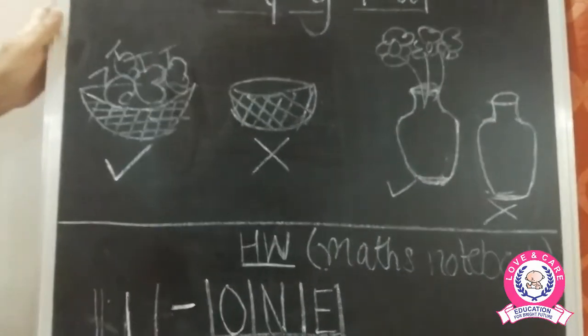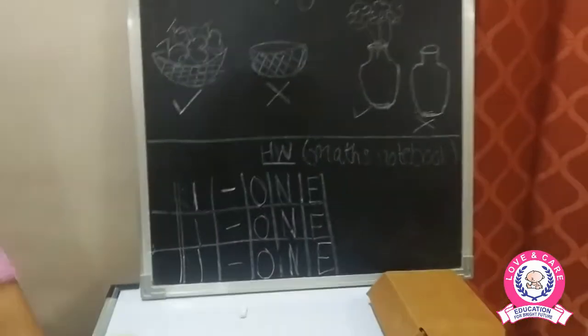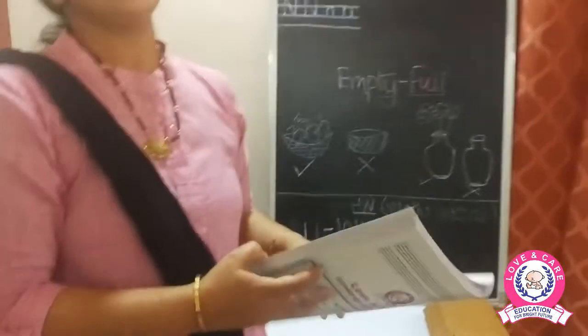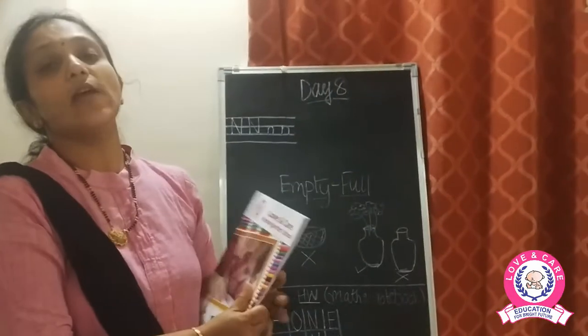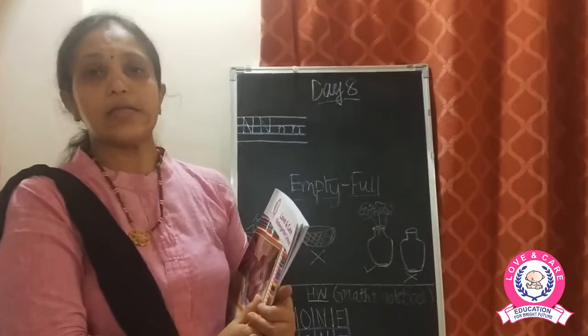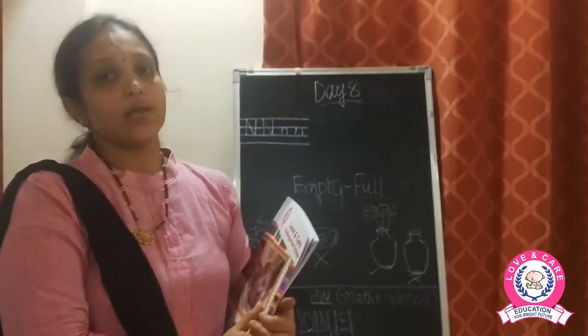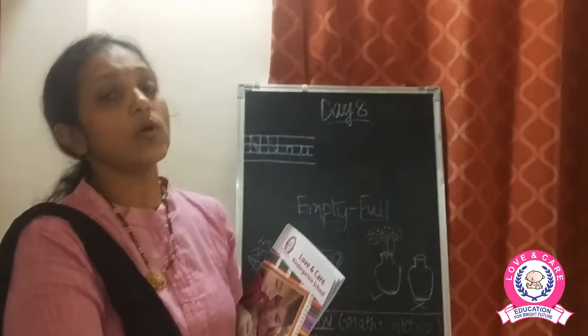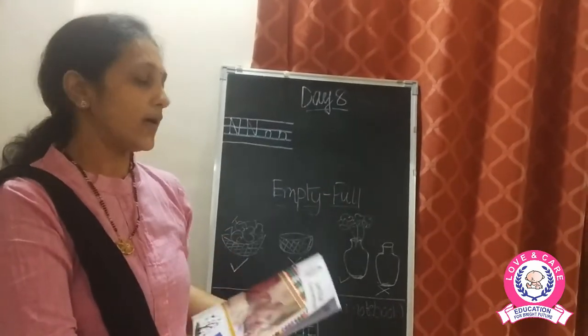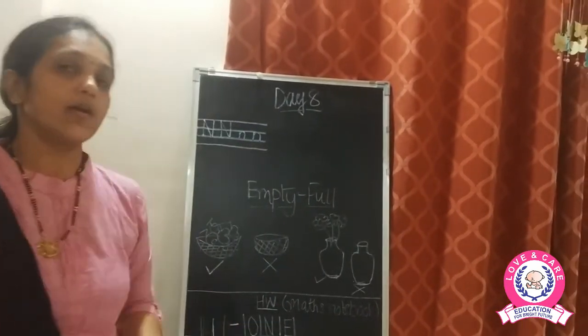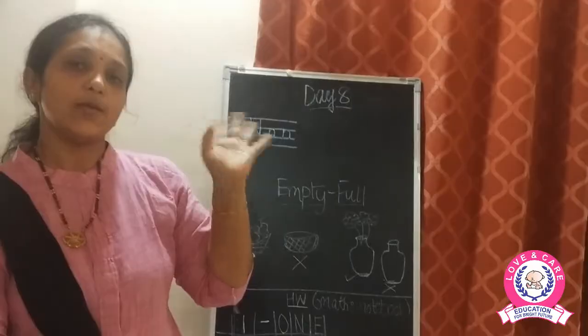So in day 8 you have the 2 worksheet pages of writing the letter N. Then we have learned a new rhyme, Mary Had a Little Lamb, and a new concept, empty and full. So do the revision of all the oral words and do the writing part as well and do the homework. Bye bye and see you.